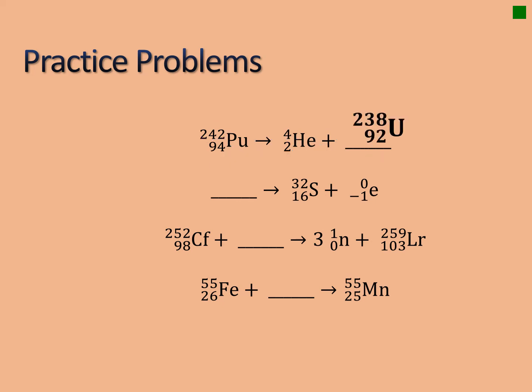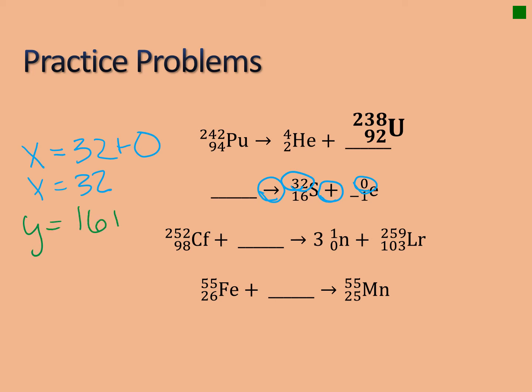All right, now let's try the next one. We have an X, so I'm going to say this is X now. So I've got X arrow, which means X equals 32. Notice once again, I'm just going left to right, plus 0. So we get 32 plus 0, X equals 32. Now I'm going to do the bottom. The bottom says Y equals 16 plus -1. So then Y equals 15.